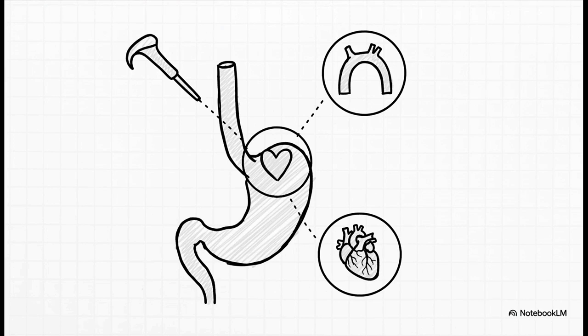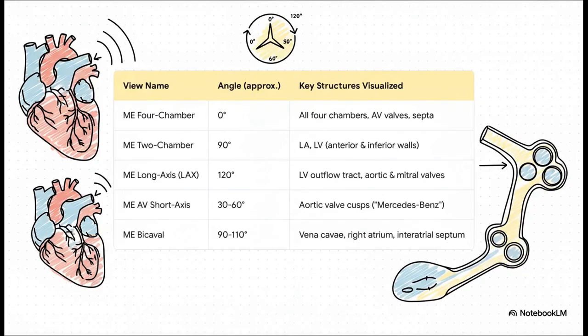It follows a defined, systematic sequence. This approach is so important because it ensures that we don't miss anything and that every single cardiac structure is evaluated thoroughly and from multiple angles. We're going to start where most exams begin, in the mid-esophageal position, before moving on to the transgastric and then the upper esophageal windows. The mid-esophageal, or ME, window is our home base, so let's spend some time here.